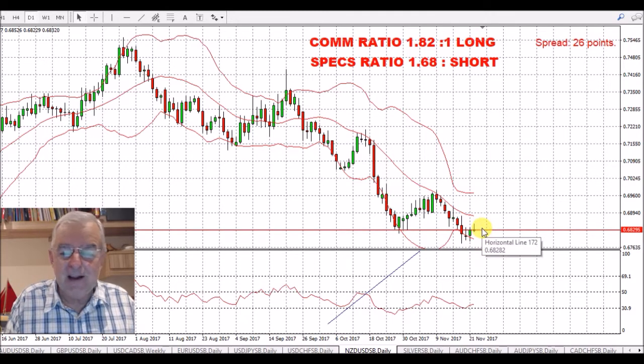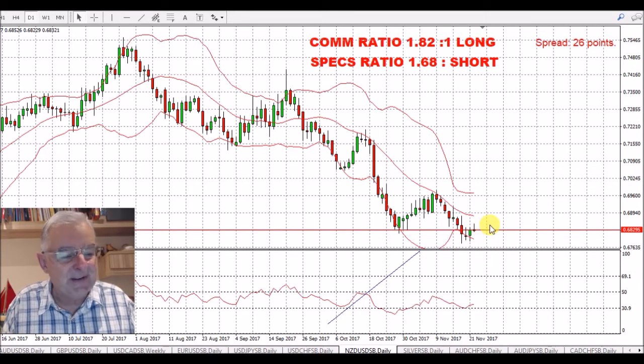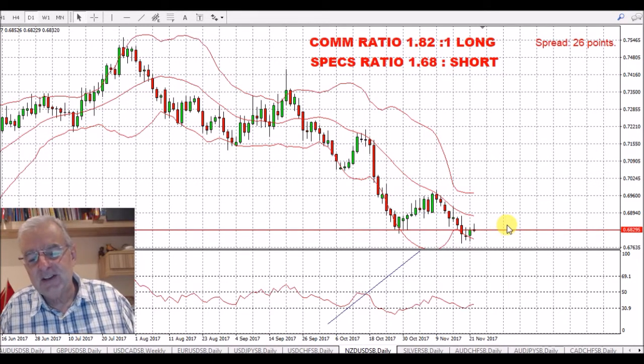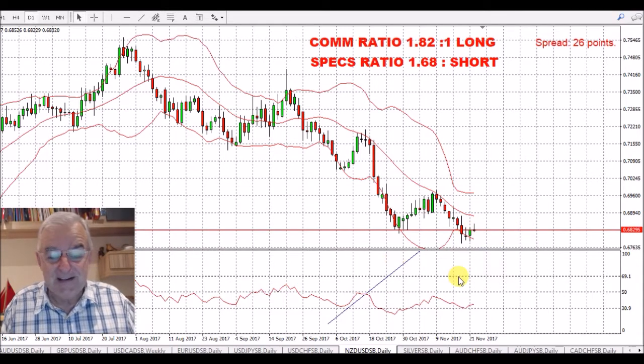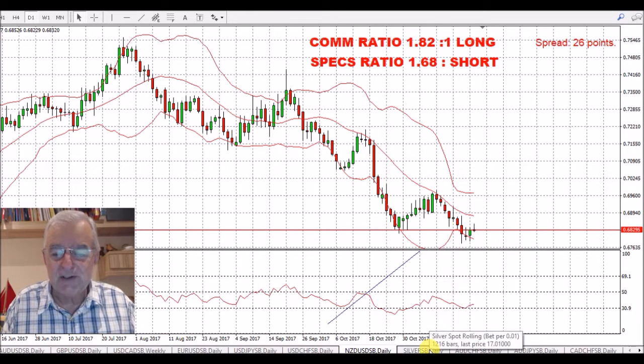I'm in a little bit of a quandary with this because I do expect it to follow on through short, but in the short term I think we might see a little bit of a bounce back, and either way I haven't actually got a trade on it, but if it bounces back I will be short that pair.